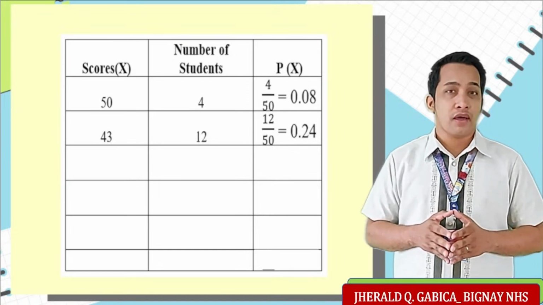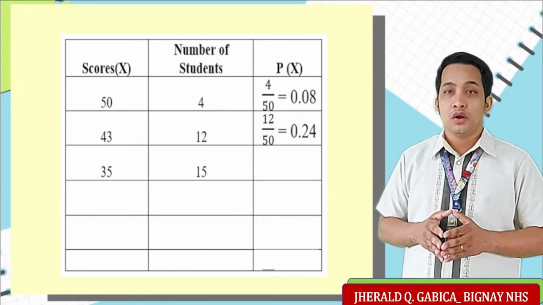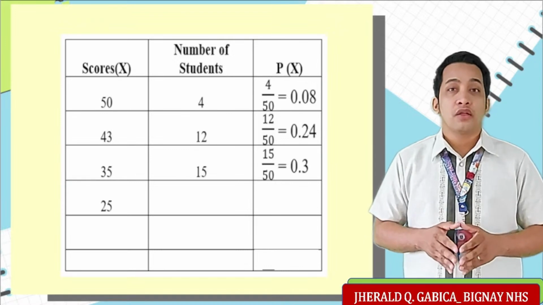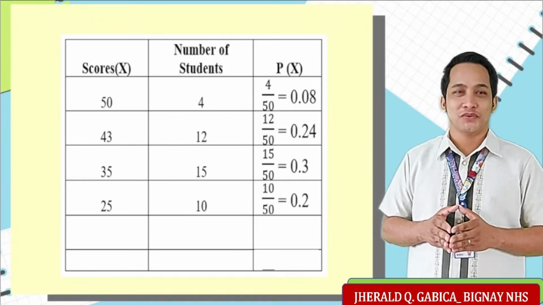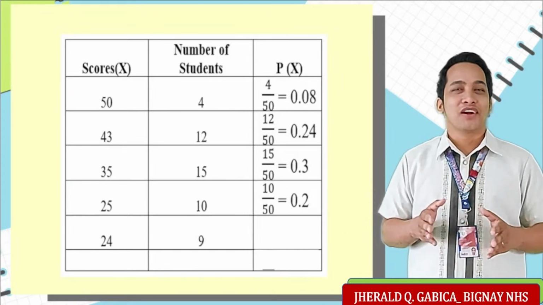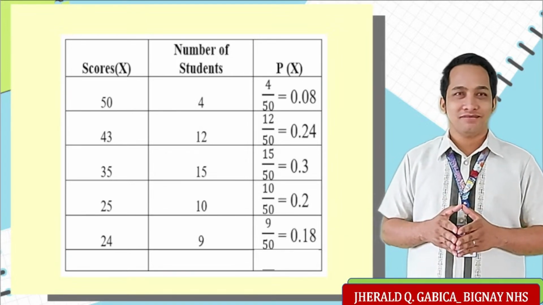For score of 35, there are 15 students. So 15 over 50 or 0.3. For score of 25, there are 10 students. So 10 over 50 or 0.2. And lastly, for score of 24, there are 9 students. So 9 over 50 or 0.18.